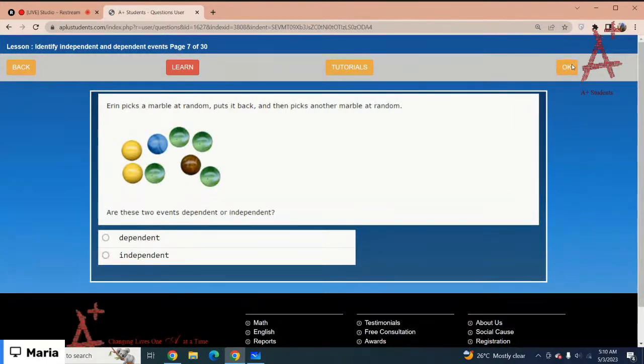Aaron picks a marble at random, puts it back, and then picks another marble at random. Are these two events dependent or independent? So which is the correct option? She picked a marble and then put it back. For the first time, she has eight options to select the marble, and for the second time, she again has eight options. Got it? Both times she has the same options. That means they are independent events.